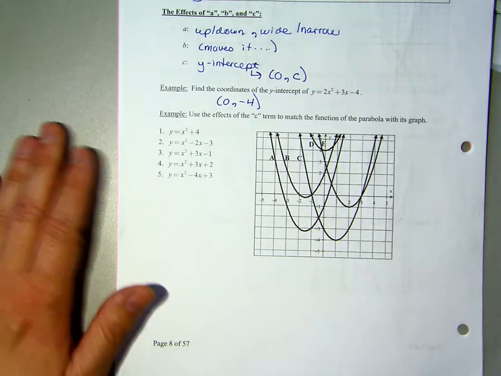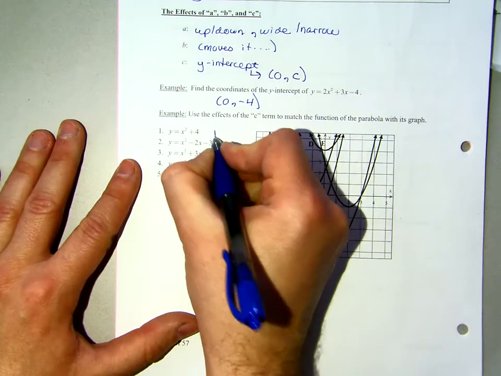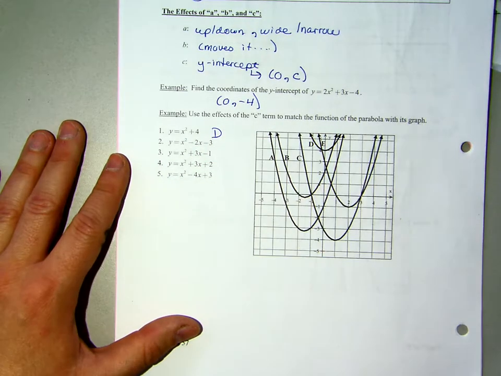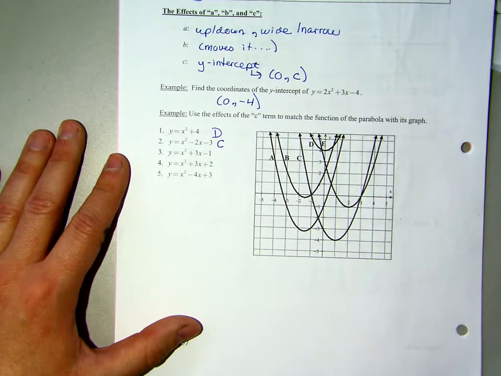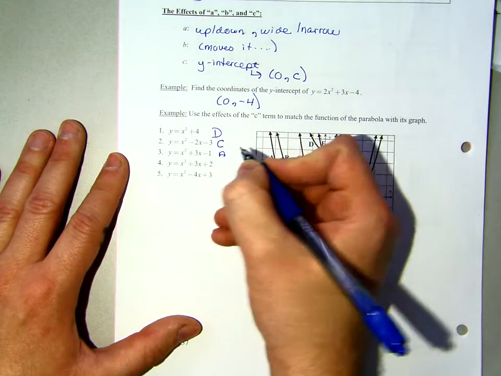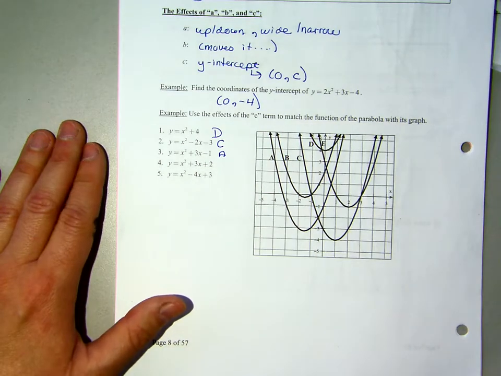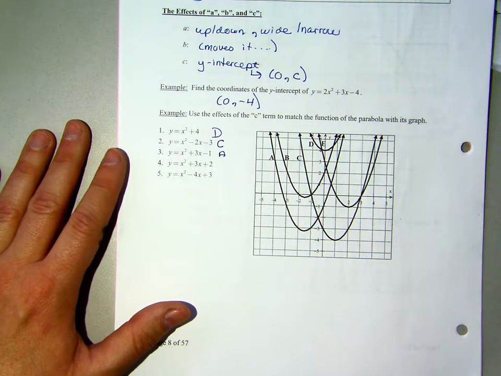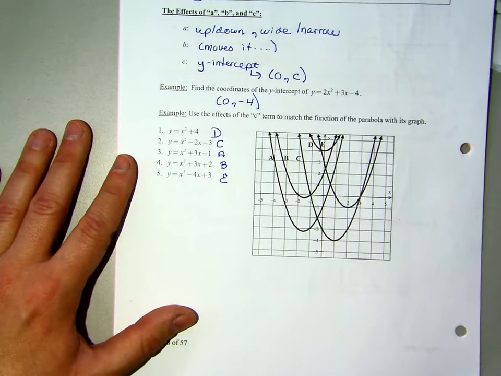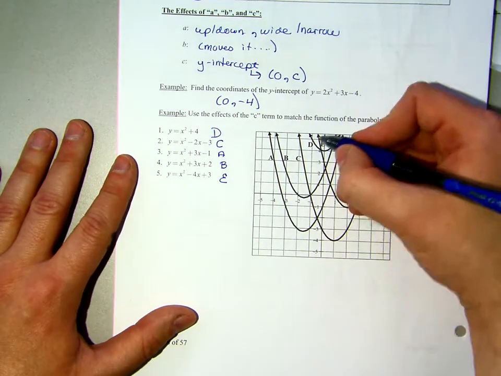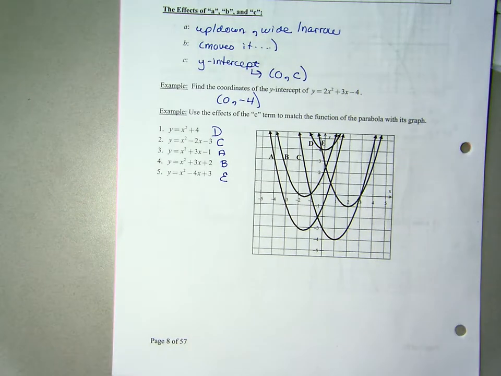Robbie, what did you say for 1? D. Good. And Evan, how about 2? C. Good. Byron, how about 3? That would be A. And Megana, how about 4? Yep, that's going to work. So by process of elimination, but also because it is right, E, this one over here, has a y-intercept of 3. Easy enough to match those.